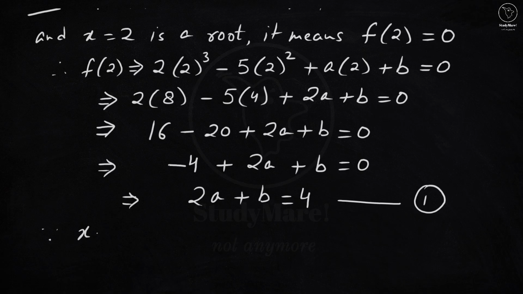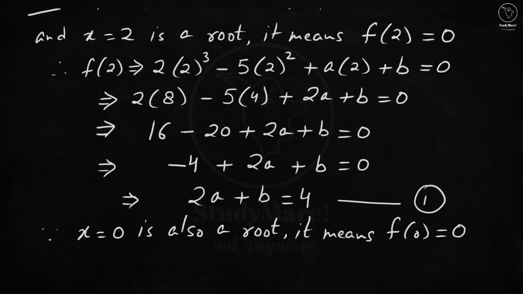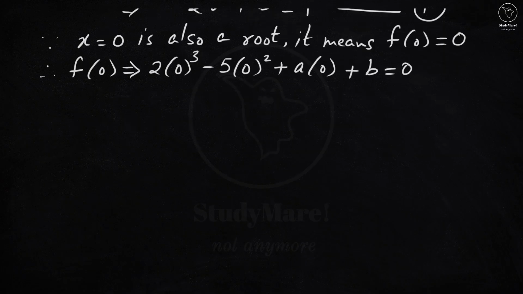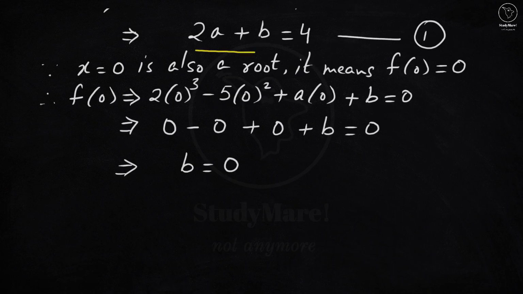Since x is equal to 0 is also a root, it means f(0) must also be equal to 0. So let us substitute the value of x as 0 in the given polynomial. So we get f(0) is equal to 2 into 0 cube minus 5 into 0 square plus a into 0 plus b is equal to 0. Solving it further, we get 2 into 0 cube as 0 minus 5 into 0 square again 0 plus a into 0 again 0 plus b is equal to 0, which means b is equal to 0.